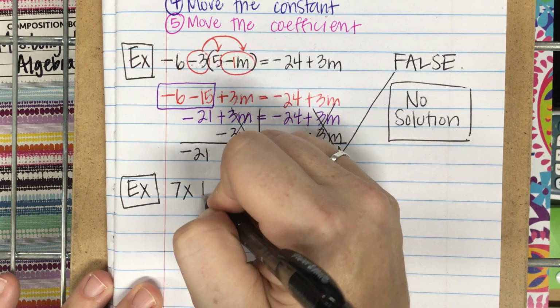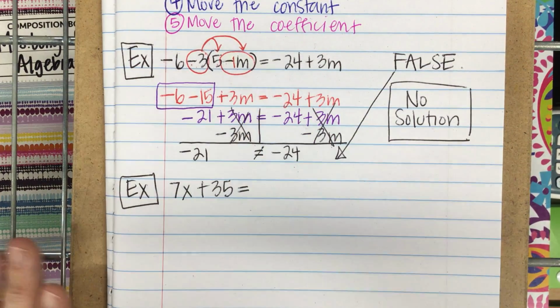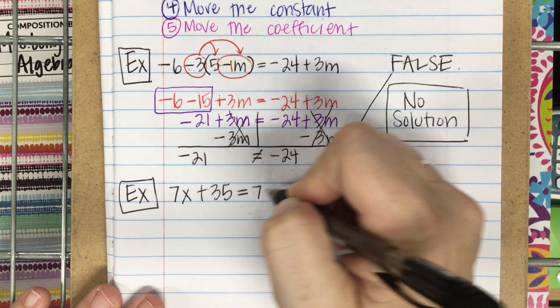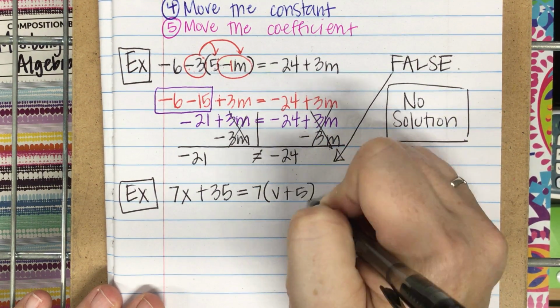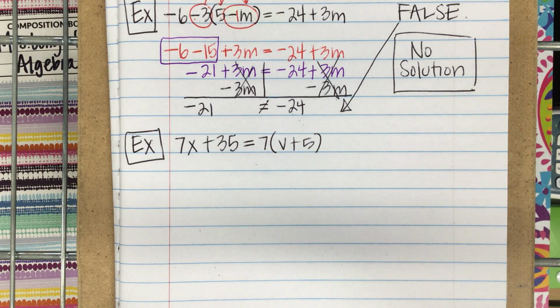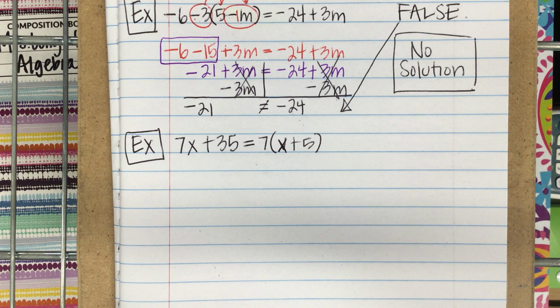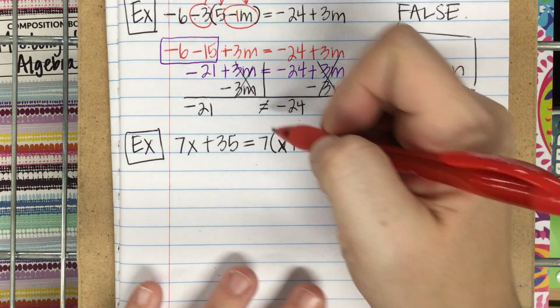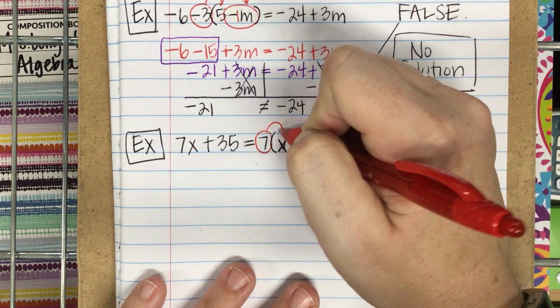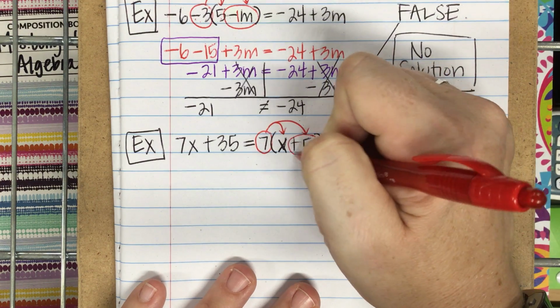7x plus 35 equals 7 times (x plus 5). Oops, my x turned into a v. All right, so again, is this a multi-step problem? Yes. Do I need to distribute? Yes. I'm going to take this 7 and multiply it by x and multiply it by positive 5.